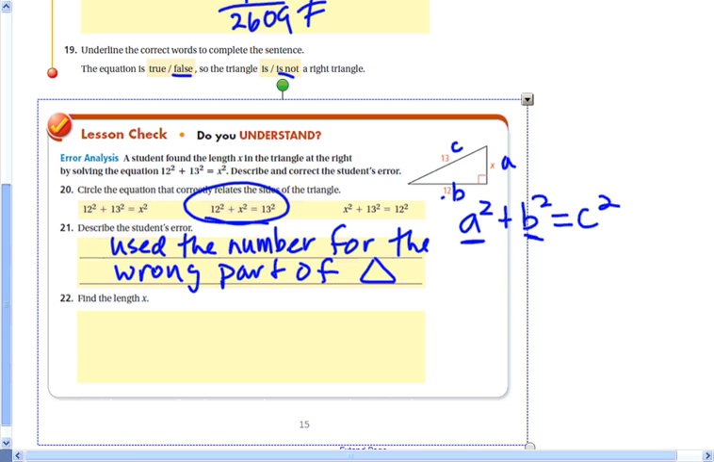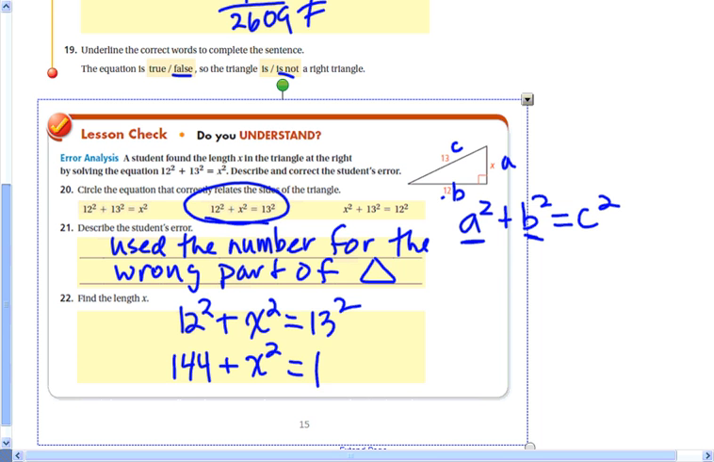All right, so we want to find it the correct way. We're going to do this. 12 squared plus x squared equals 13 squared. Simplify these squares, and we get 144 plus x squared equals 169. Now we're going to subtract 144 from both sides, and then we get x squared equals 25. And we want the principal square root, in other words, the positive square root, and that would be 5. So x is 5.